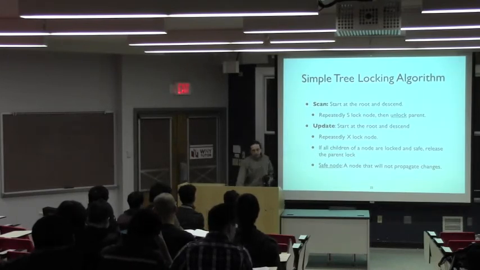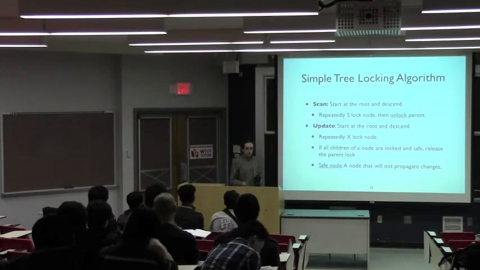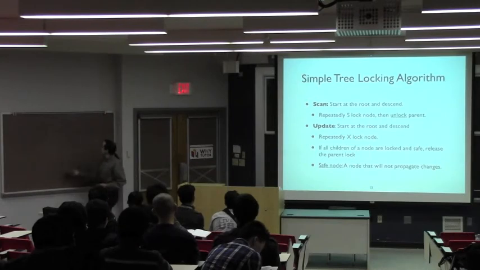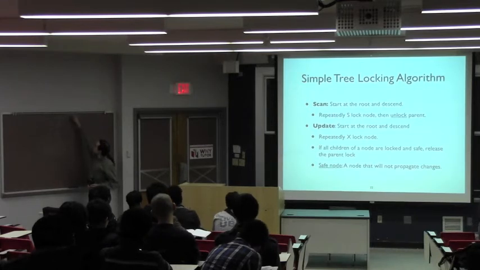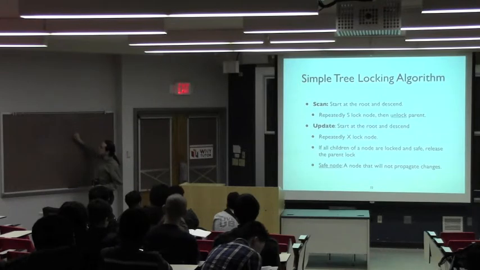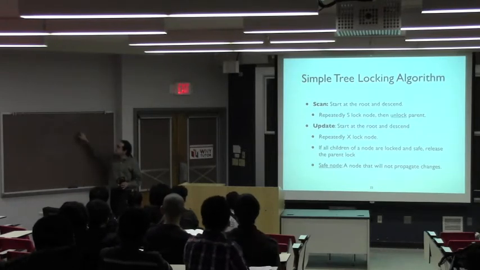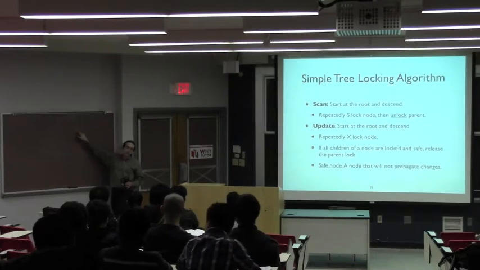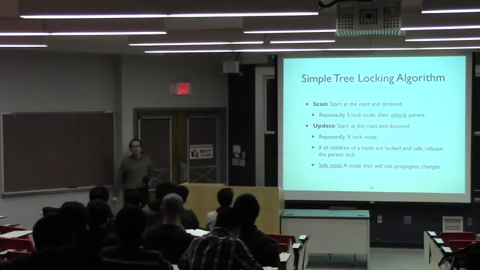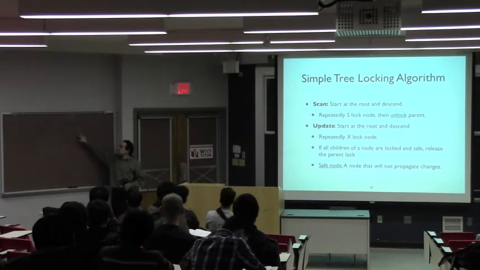Conversely, when we're doing an update, that is to say an insertion or a deletion, we're going to do something fairly similar. We start at the root and acquire an X lock on the root. Then we descend and acquire an X lock on the child. And if the child is safe, I'll define safe in a moment, then we can release the lock on the parent.